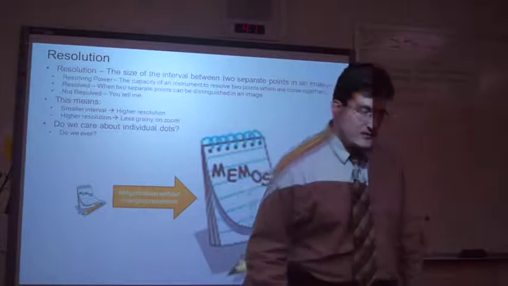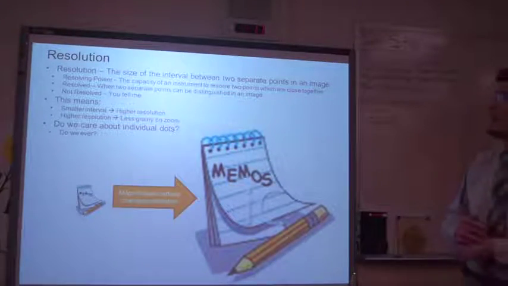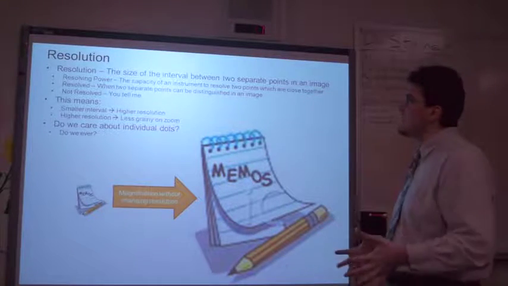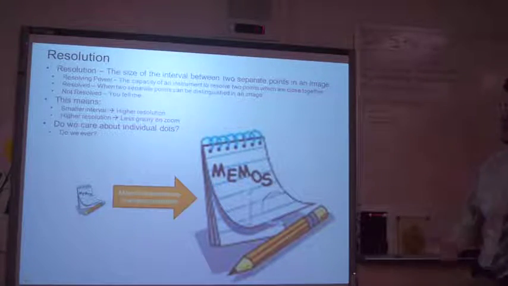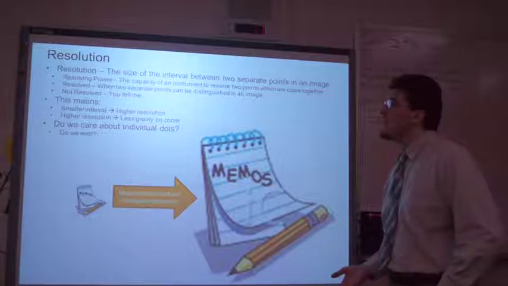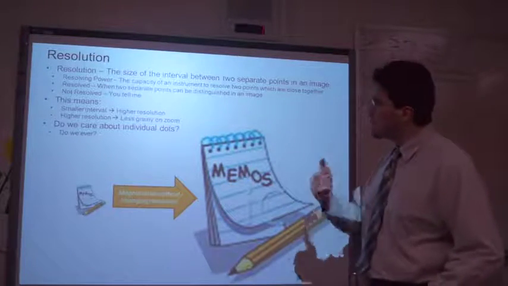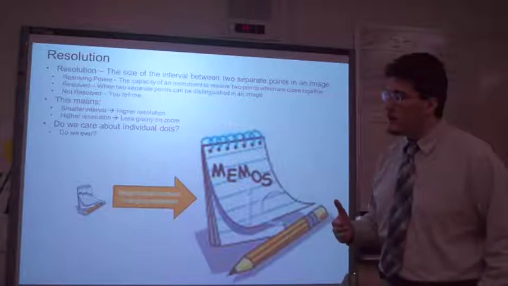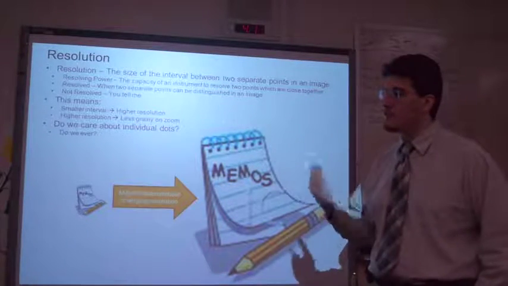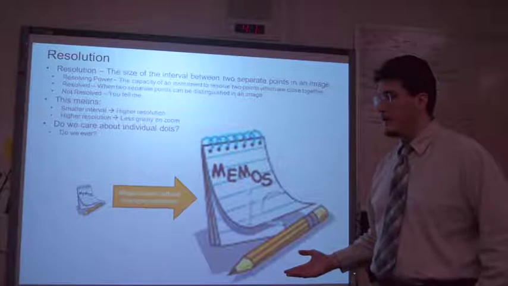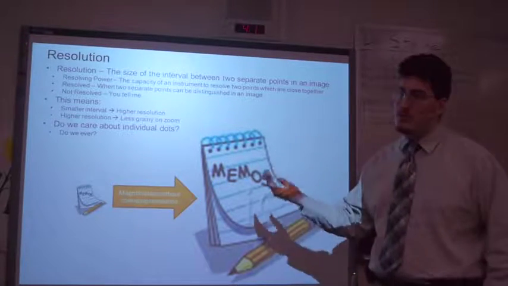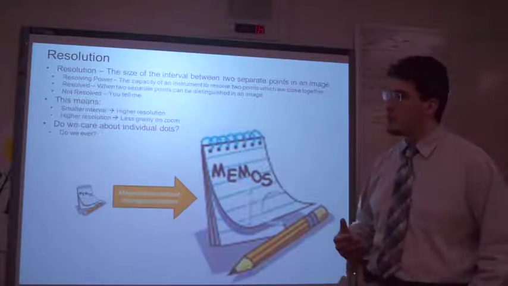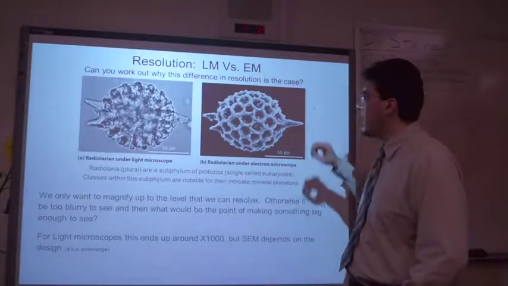So this is resolution. It's point-to-point discrimination. If you are asked to define resolution, it is the size of the interval between two separate points in an image. Resolving power is the capacity of an instrument to differentiate between 2 points. A smaller interval that can be distinguished means you have higher resolution. It's less grainy when you zoom in. We never care about individual dots. We always care about more than one.